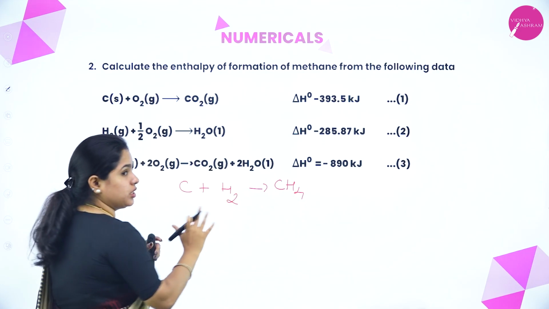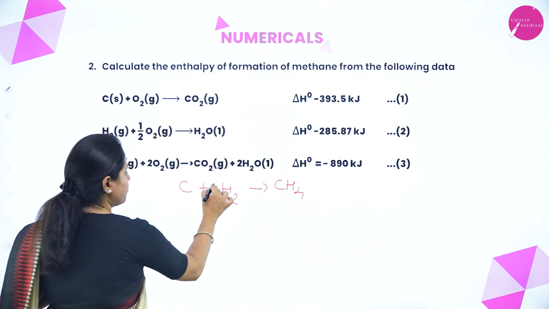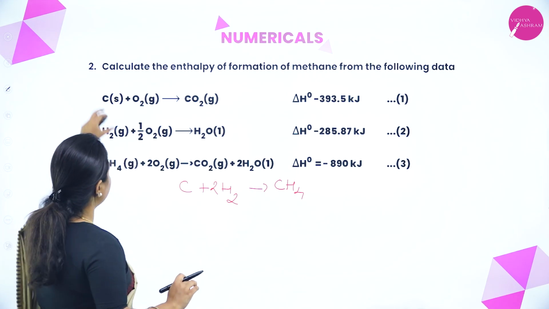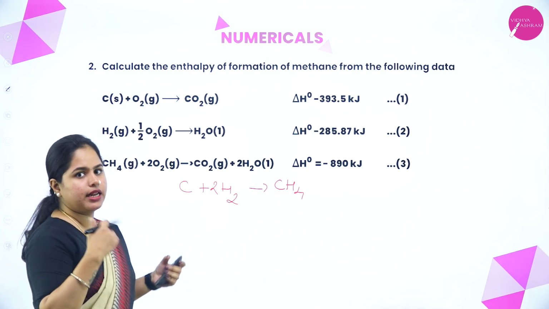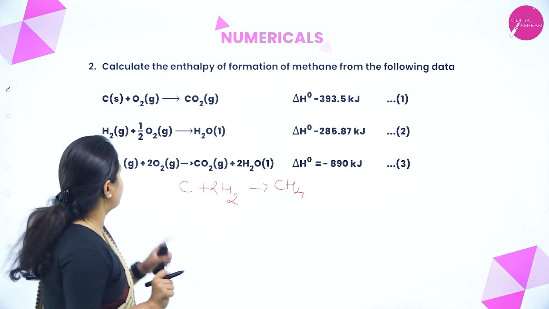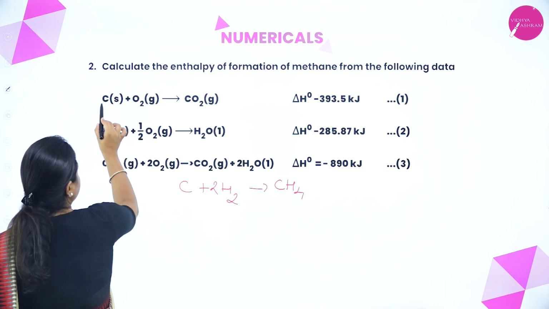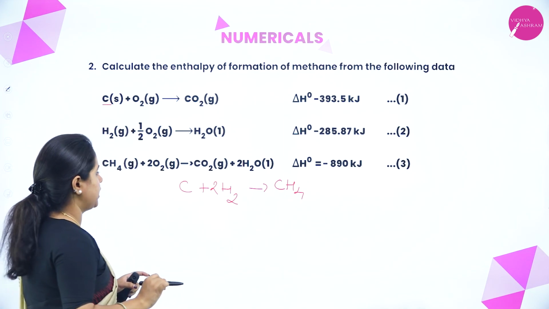This is the equation that we have to end up with. So I balance it. This is the equation. So we have to end up in this equation. So let's take these 3 equations and let's see what all rearrangements we have to do here. So carbon is in the reactant side here. You can see its carbon is in the reactant side itself.